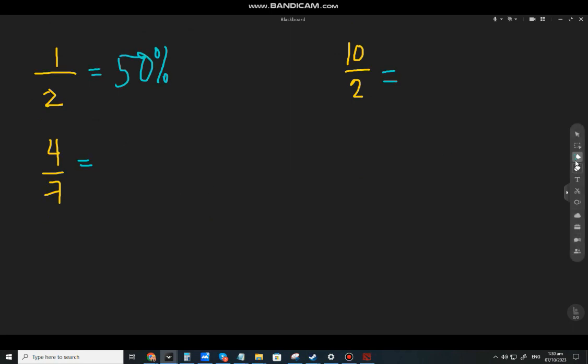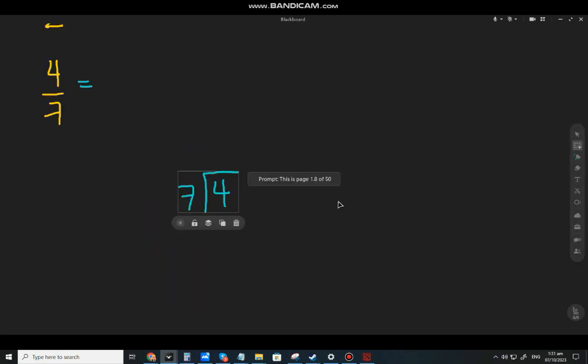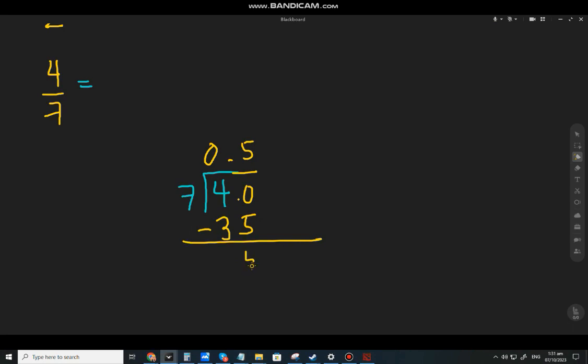Okay, 4 over 7. Again, if you don't have a calculator, you have to do it manually. 4 over 7. So we add another 0. How many 7s are there in 40? That will be 5. 5 times 7 is 35. So 40 minus 35 is 5. And we add another 0 because 5 is less than 7. How many 7s are there in 50? We know that there are 7. 7 times 7 is 49.